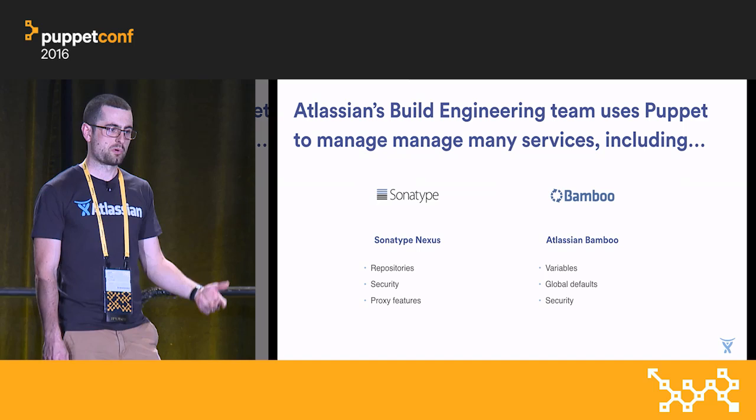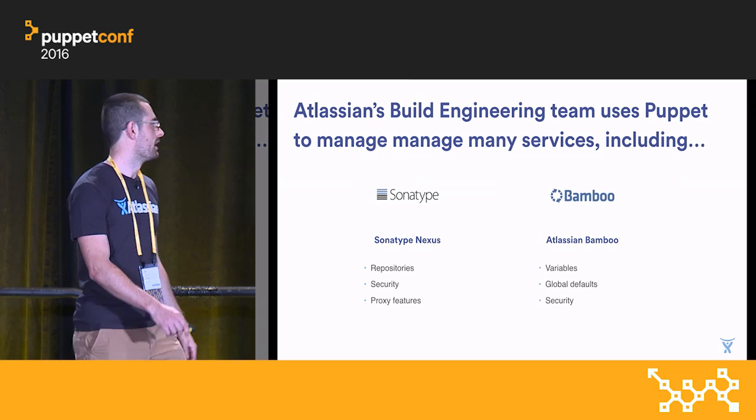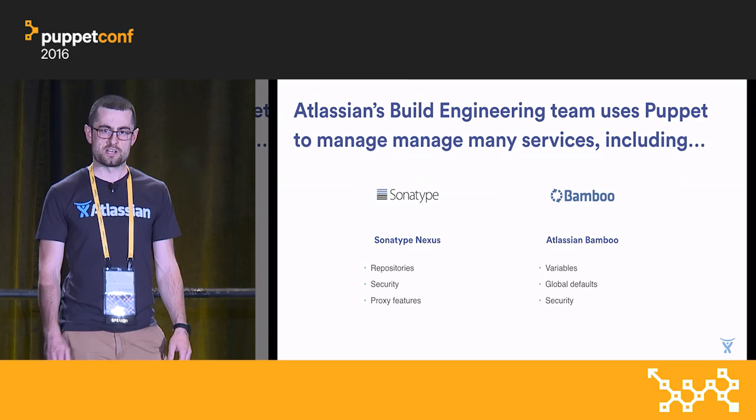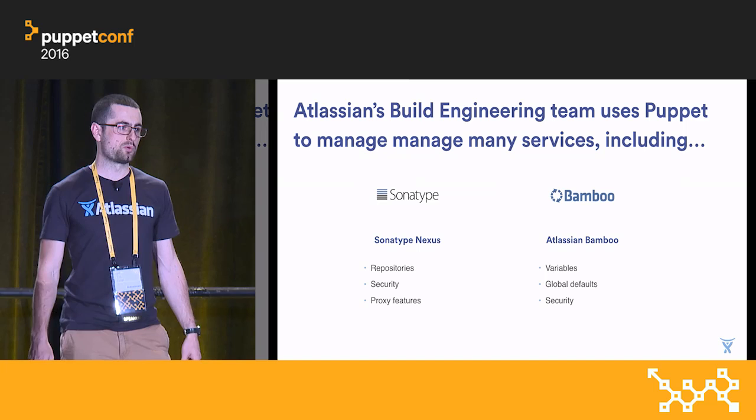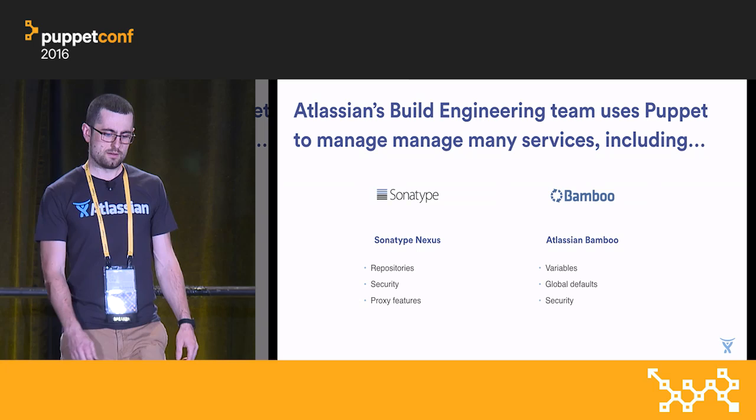The most important things we manage in the Nexus instances are the repository definitions, security policy, and we do a bunch of proxying for performance as well, so we need to manage that. The Bamboo services, if you're not familiar with Bamboo, it's a build tool, like a CI/CD tool. We use it internally for running builds. I think we have 20 instances internally. And we need to manage things like global variables, defaults, and security policy.